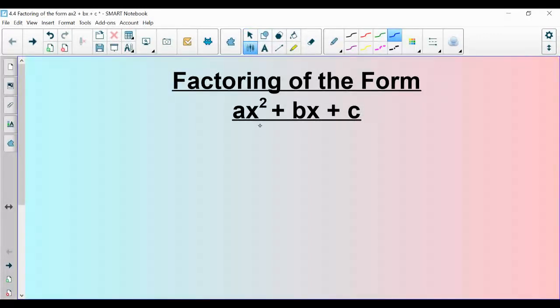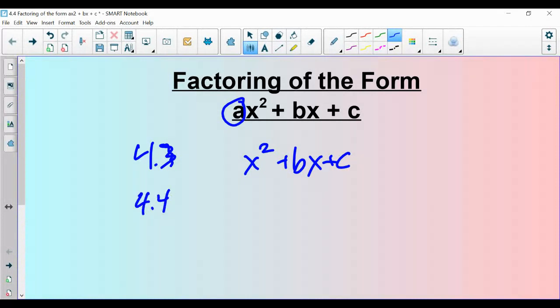And the reason why we can't use the strategy that we used in section 4.3, if you remember, 4.3 said factoring of the form x squared plus bx plus c. If we are factoring where there is no number in front of the x squared, it's pretty simple for us to do. But if there is a number in front of x squared, we have to think about this in a completely different method, a different process.